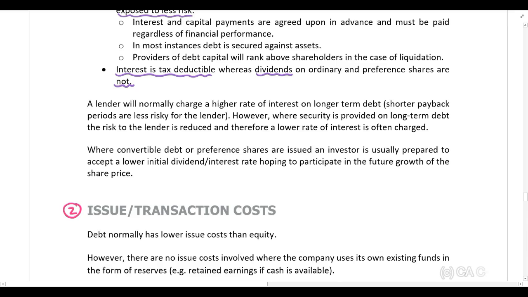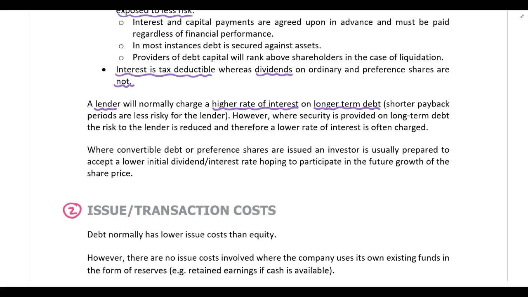Then, if you are comparing two different types of debt finance, a lender will normally charge a higher rate of interest on longer term debt, and that is because shorter payback periods are less risky for the lender. So, if the bank is giving a loan, a 2-year loan is a lot less risky than a 20-year loan. A lot more can go wrong in the next 20 years, which will affect the ability of the company to repay the debt, as opposed to a 2-year loan. So because longer term debt is more risky, they're going to charge higher interest rates. Shorter term debt, less risky, they'll be prepared to charge lower interest rates.